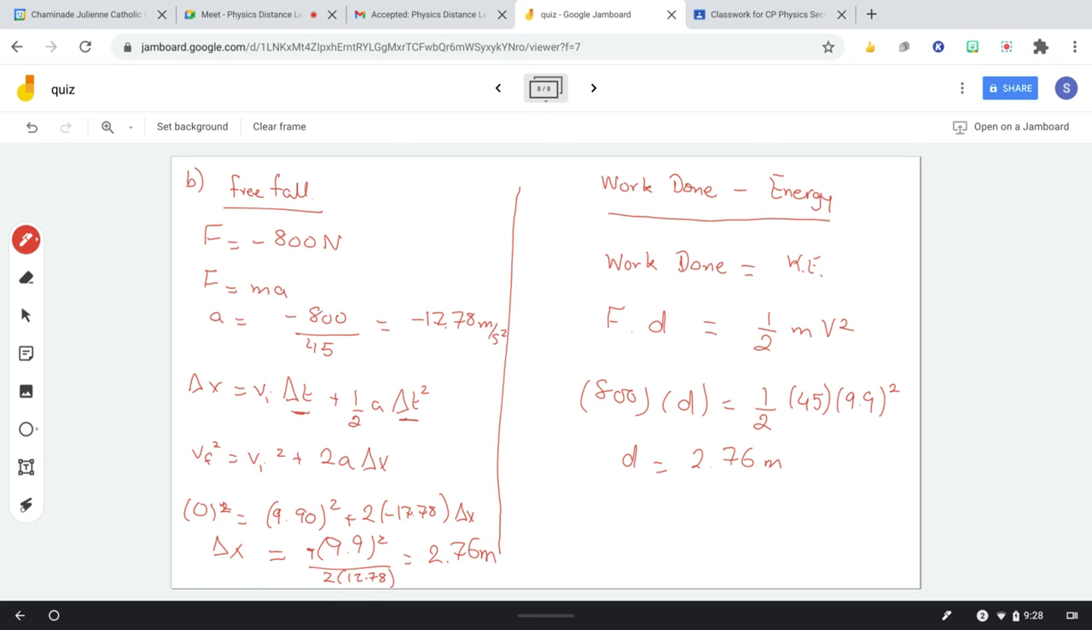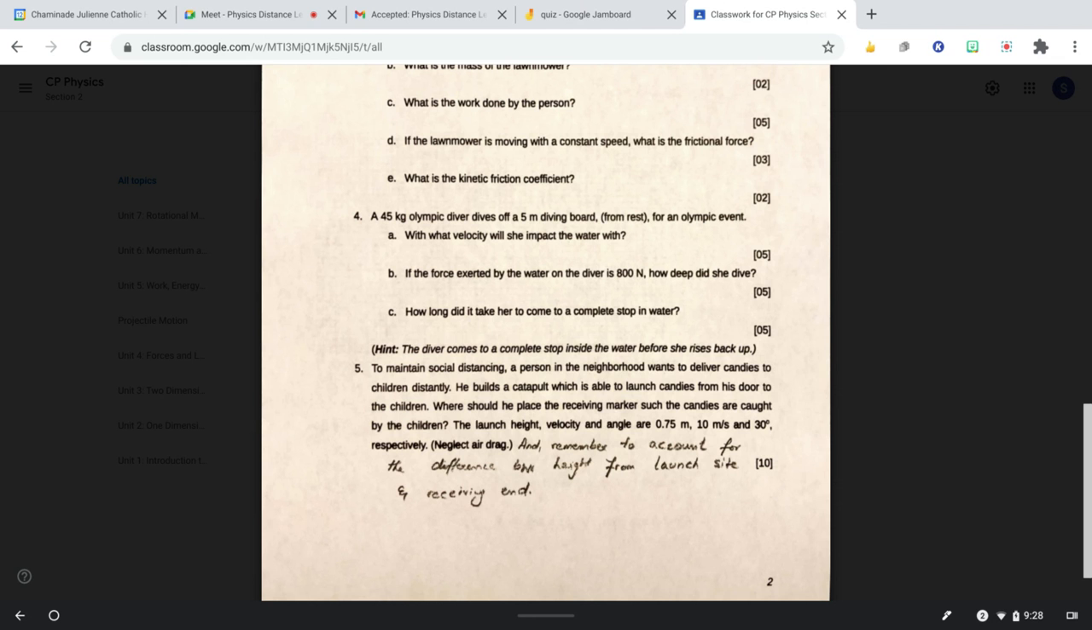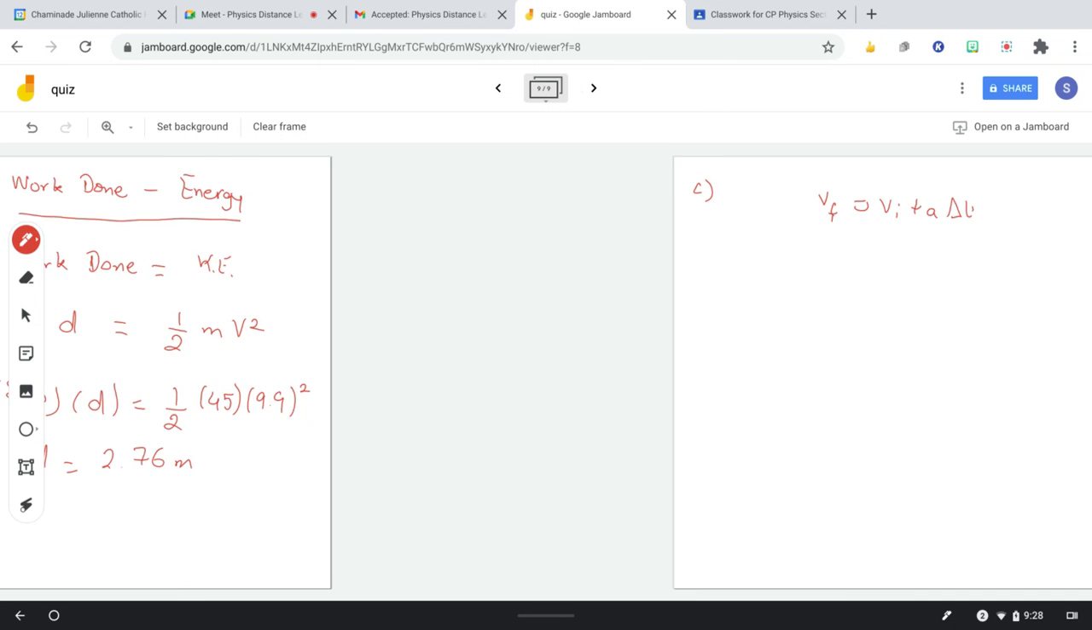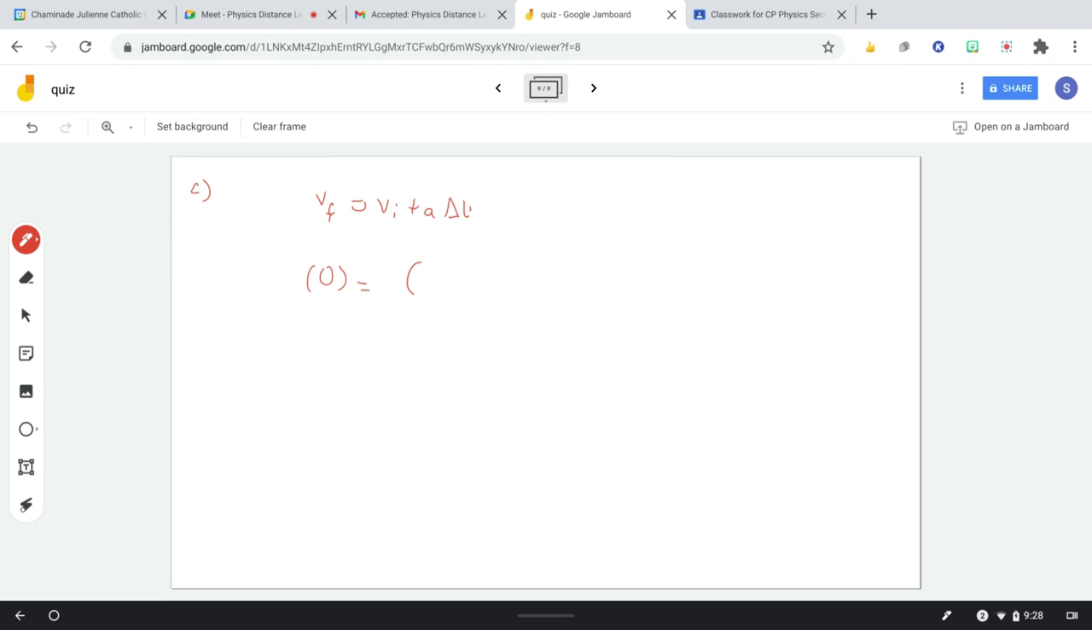The last part of the question was asking how long it took for her to come to a complete stop in water. So part C: you're looking for the time. Let's use one of the equations of motion. Vf is equal to Vi plus a delta t. We found the acceleration on the previous page, which is negative 17.78. We know that our final velocity was 0, so 0 is equal to 9.9 plus negative 17.78 times delta t. So delta t would be simply 9.9 divided by 17.78, and I believe the answer was 0.56 seconds.